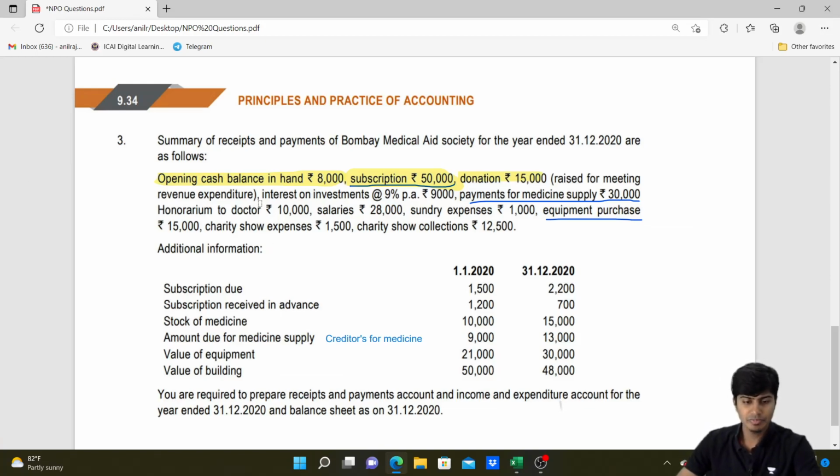Next item, we have interest on investments at 9%, 9,000. Throughout, we didn't find any other adjustment. So there is interest received to the extent of 9% on an investment, 9,000 rupees. So this money is received, so it is receipt and it is our income. So it will come in receipts and payment on the receipt side, income and expenditure as income.